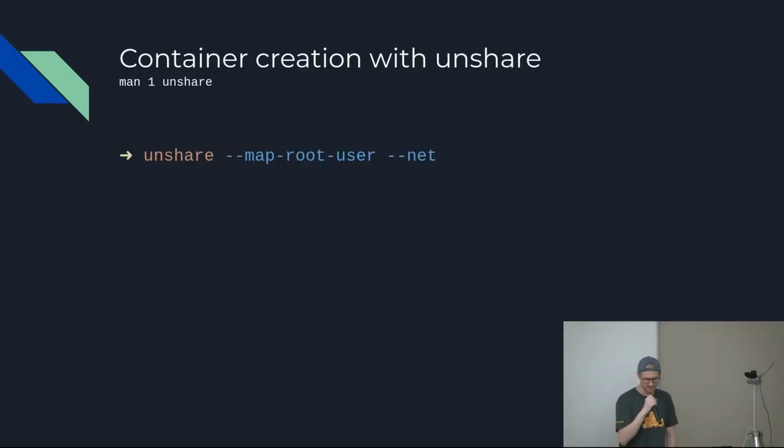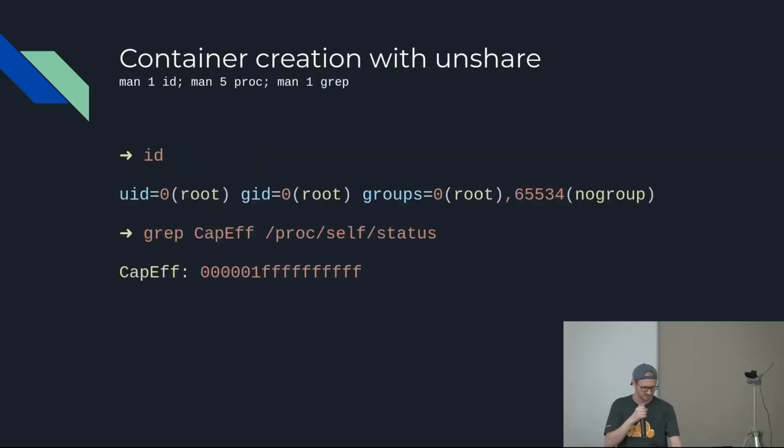So unshare is a tool, but also a syscall that you can use on the terminal. In this case, we're going to pass in the flags map root user. This implies a user namespace, and we're going to map my user to root, or I should say root to my user. And I'll explain that in a little bit. And we're going to create a new net namespace. So the moment I run this on this machine, now when I perform ID, I am now root. And if I look at the cap effective, I now have every permission that root would have in this namespace.